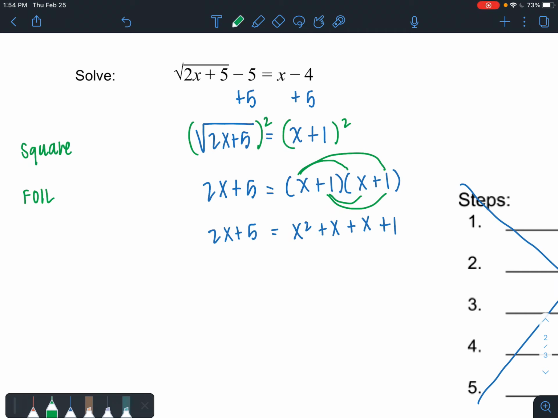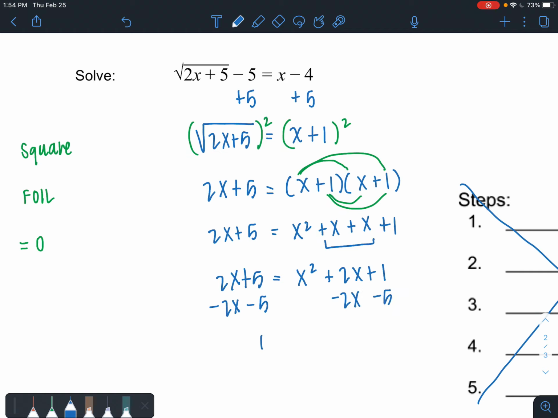Now we need to get everything equal to 0, again something we know how to do. So combine like terms. 2x plus 5 equals x squared plus 2x plus 1. Subtract 2x and 5, and we get 0 equals x squared minus 4.